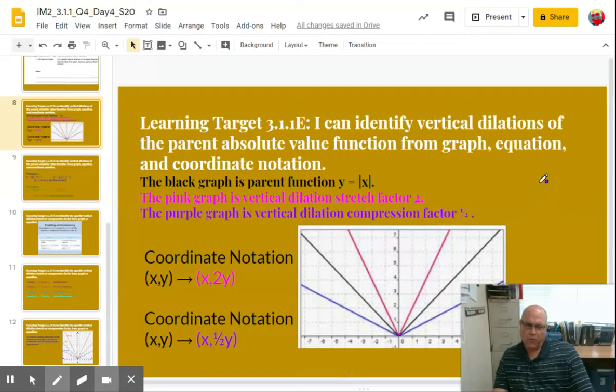All right, let's look at your 3.1.1 E notes. So start off by looking at our vertical dilations given a graph. So the parent function here is the black V. It's y equals absolute value of x.